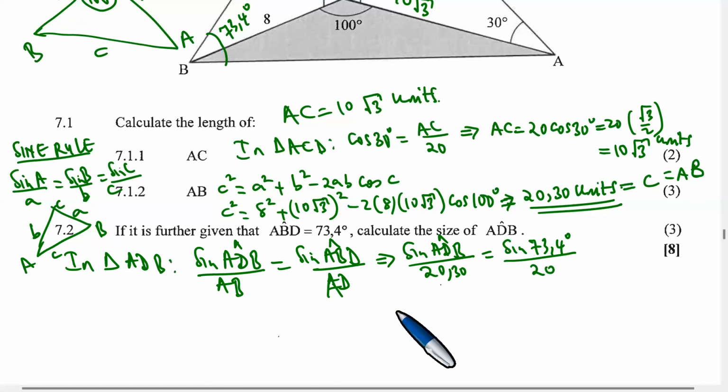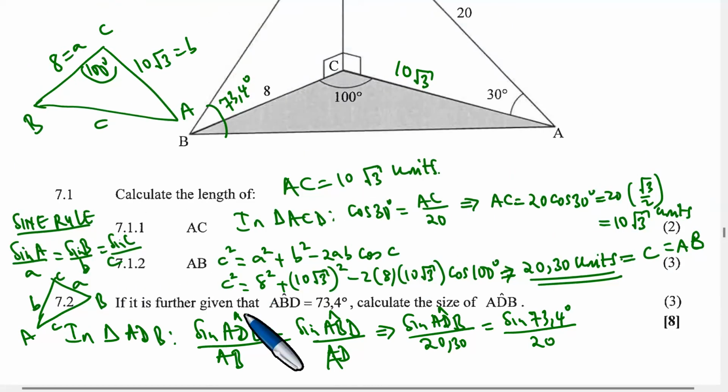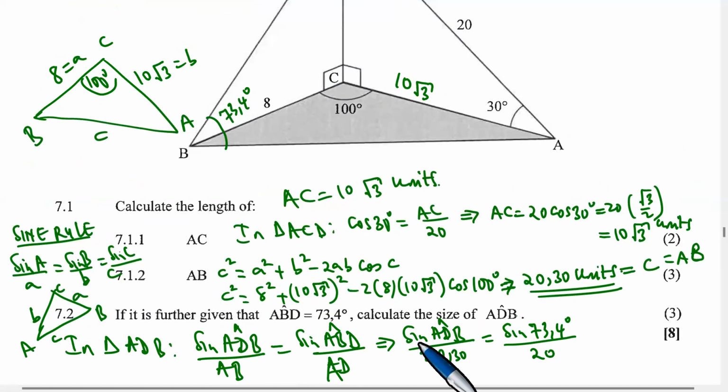Okay, so now to get ADB, it's this one here. That's a good question. Where do we take 20,30? 20,30 is the length AB. Because we wanted to get AB and we used the cosine rule.